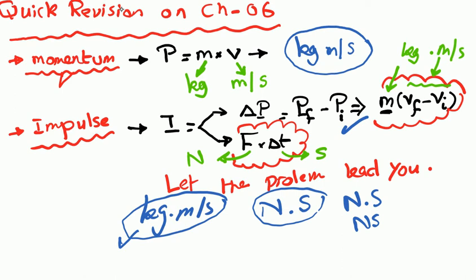Let's remember the following: to conclude the factors that are affecting momentum, we will extract them from the equation itself. The equation says P equals mass times velocity. So the first factor is mass. The second factor is velocity.